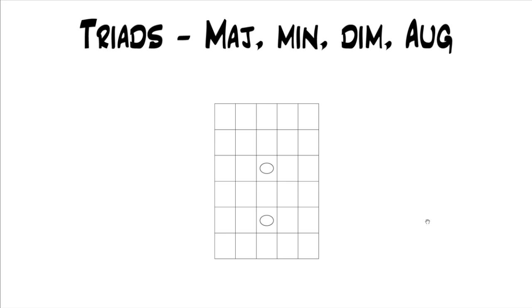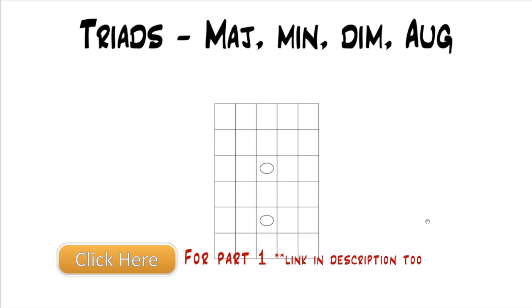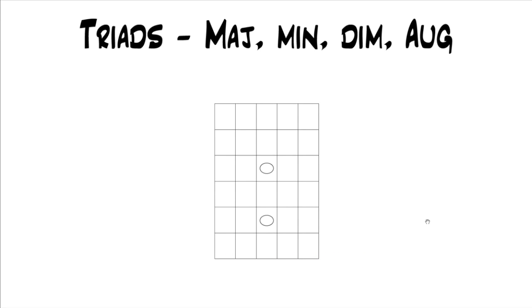This is lesson 2.5 from our series Music Theory for Guitar. If you'd like to go back and start at the beginning, you can click the link on the screen. In these last lessons, we've been talking about triads. You've learned what triads are, and you've learned how to build major, minor, diminished, and augmented triads.